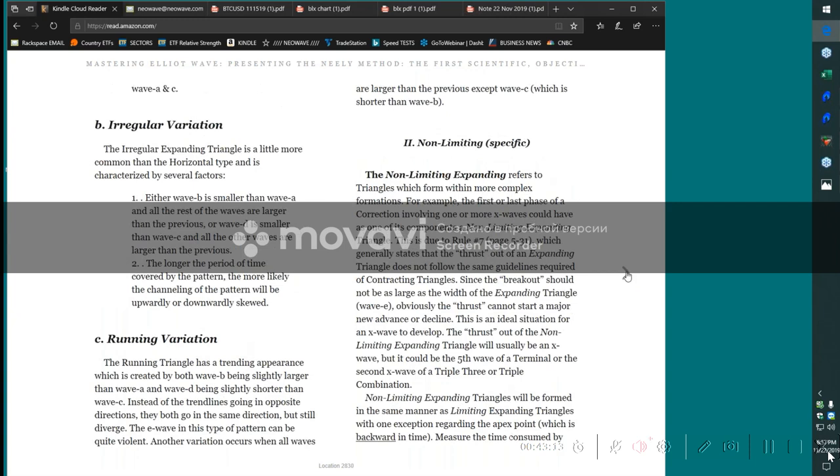I wouldn't spend too much time worrying about limiting or non-limiting expanding triangles. You're mostly going to see expanding triangles only in the B wave of a flat. You virtually never will see it in a zigzag. You might see it as an X wave, but only if the market's not going to trend very strong after.